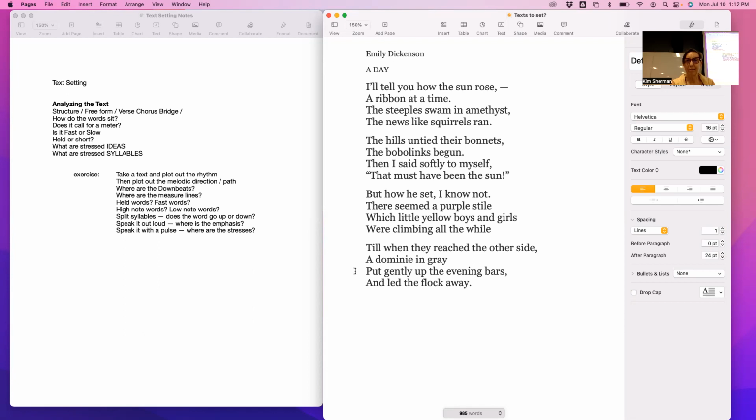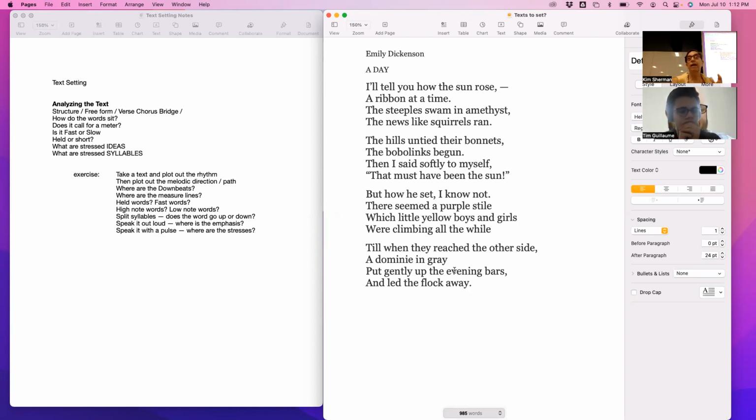That's got a real sort of beat to it. It's interesting, the first line, the way you read it. You said, I'll tell you how the sun rose. And I would go, I'll tell you how the sun rose. I think I like your way better. But what I'm saying is there's many different possibilities of a line.